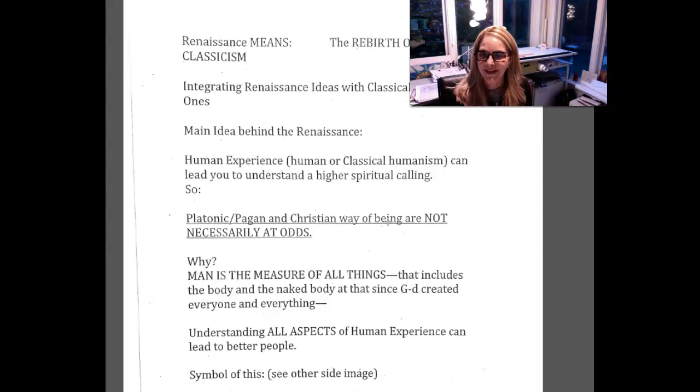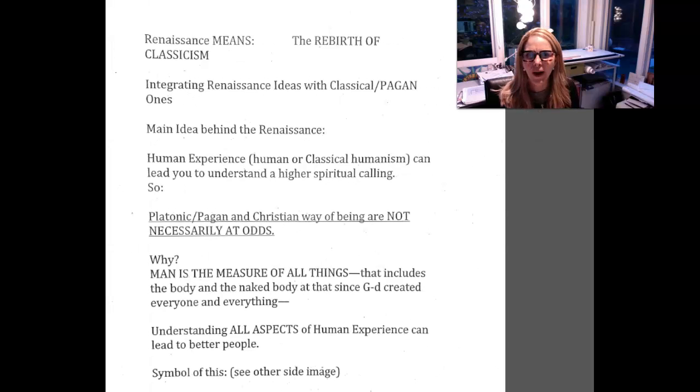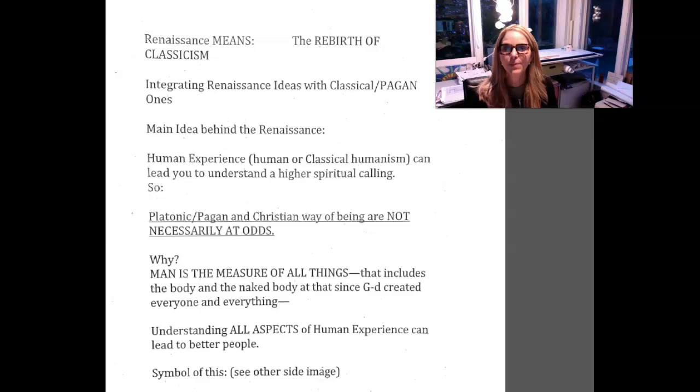The word Renaissance means rebirth, right? So, okay, it's rebirth of what? What are we talking about? What's being reborn in the Renaissance? What's being reborn are the ideas of classicism. So the question is, how do you take classicism, which is really coming out of Greece and Rome, right? When we talk about classical art, we're talking about the art of Greece and Rome. And those are pagan cultures.